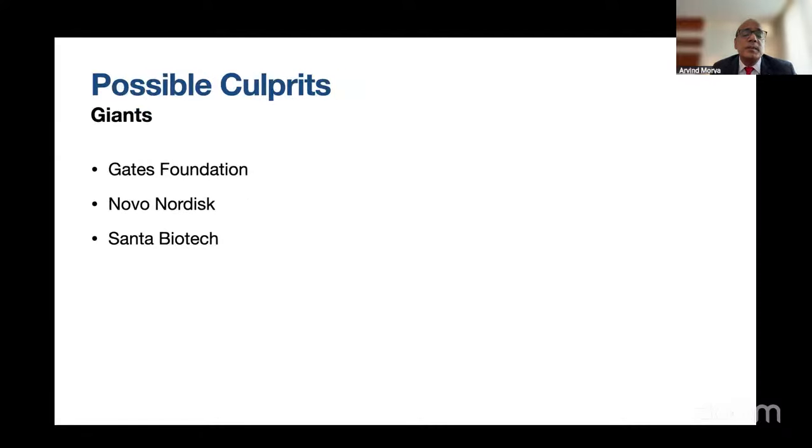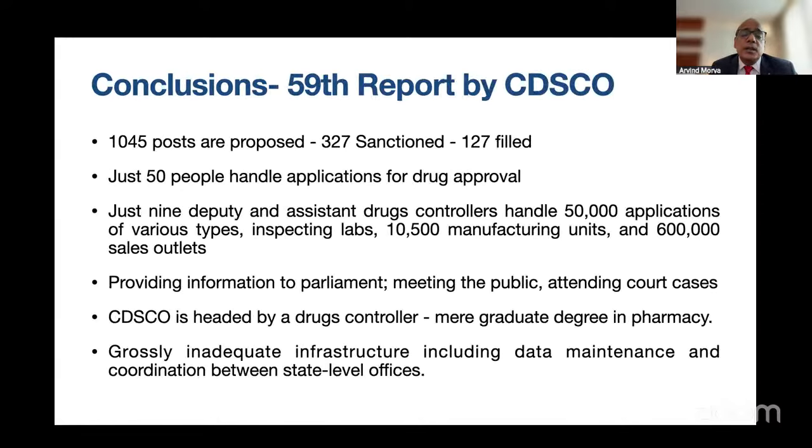So who were the possible culprits? These were all giants: the Gates Foundation, Novo Nordisk, and Centta Biotech. In conclusion, as per the 59th report on the CDSCO, they have their own problems. They told the Ministry of Health and Family Welfare that 1045 posts are proposed, 327 were sanctioned, and only 127 were filled. Just 50 people handle the applications for drug approval, and just 9 deputy and assistant drug controllers.